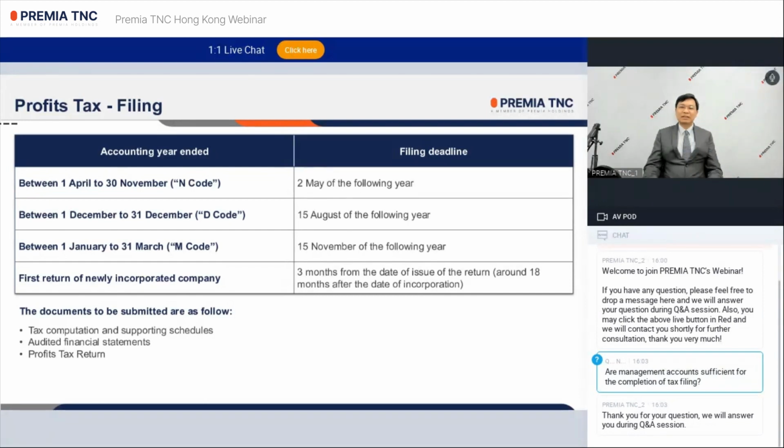The first profits tax return is issued around 18 months after the date of incorporation, and the filing due date is 3 months from the issue date of the return. In order to complete the tax filing, the company should submit the tax computation report, audited financial statements, and profits tax return.